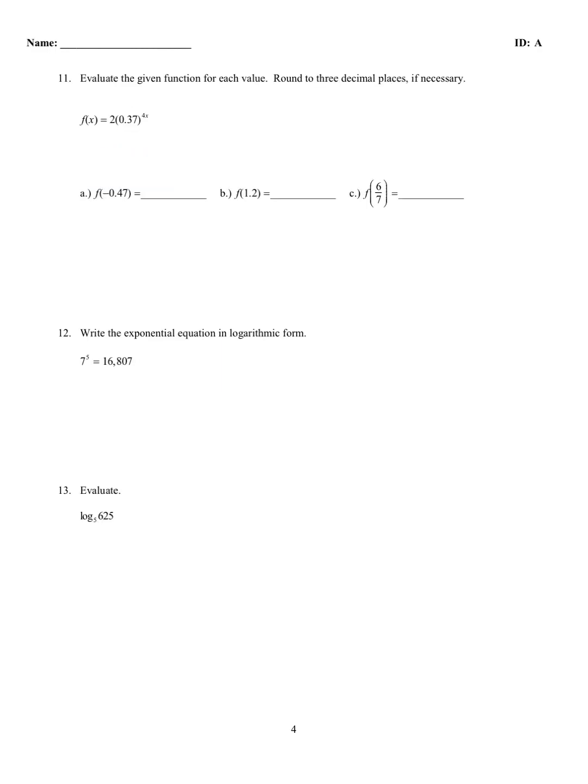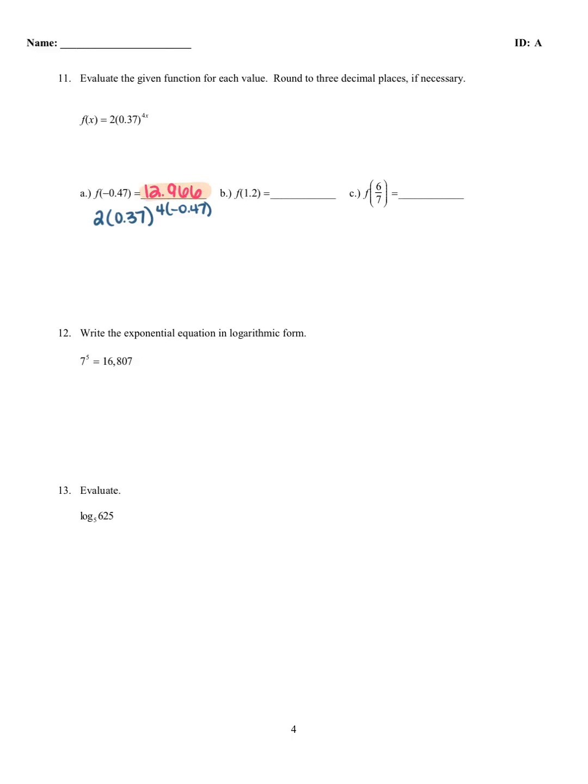For your next example 11, you're evaluating the given function for each of the values that are given. So for the function, you're given f of x is equal to 2 times 0.37 to the power of 4x. For a, you're finding f of negative 0.47. So you're going to plug that in for your x. So you're going to get 2 times 0.37 to the power of 4 times negative 0.47. You are rounding to 3 decimal places here, so this should give you 12.966.